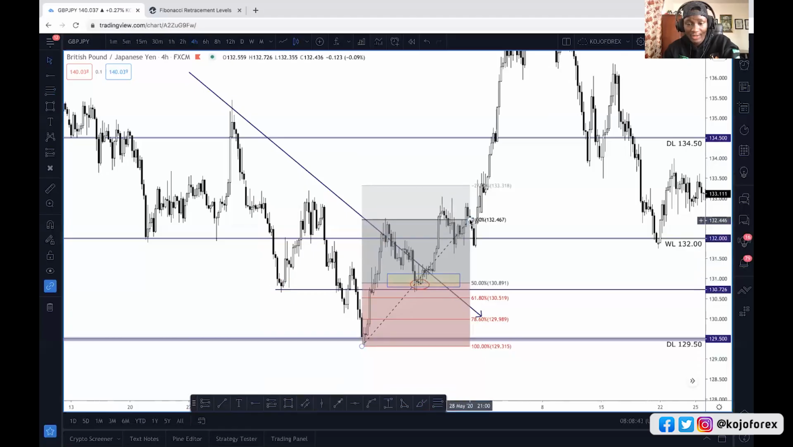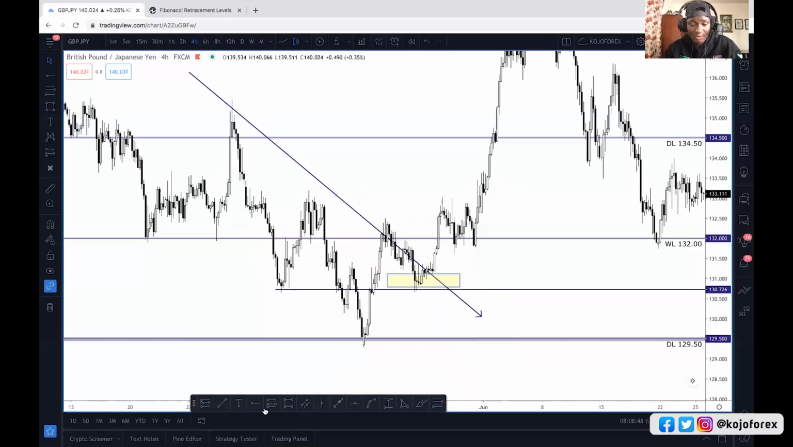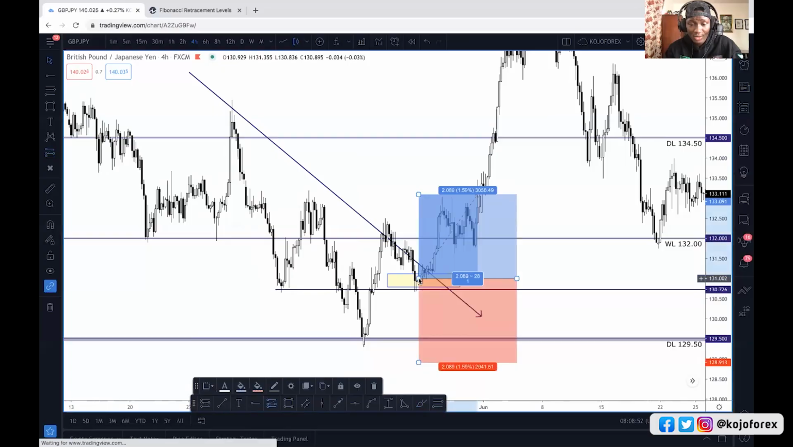So what I'll do is that after I found the Fibonacci level that I'm interested in, I want to measure my risk. And how do I measure my risk? I use the risk tool, because we'll be going long from this range, right? So I'll look at how the market is going to trade from here.